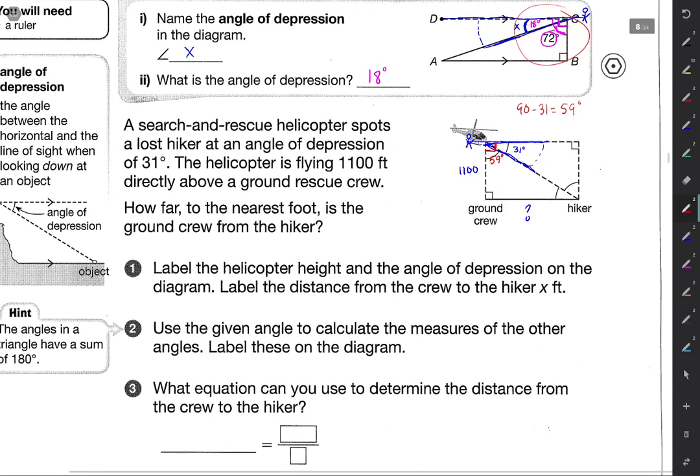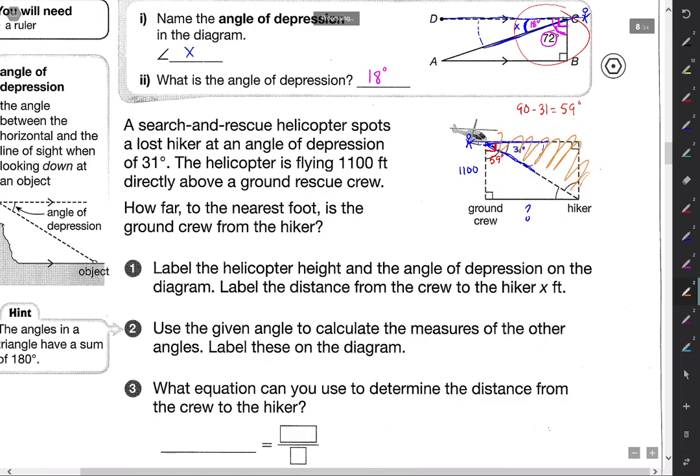Now let's just skip right to 3. It says, what equation can you use to determine the distance from the crew to the hiker? So this is where we have to use the information that we have on the diagram. So we're going to ignore entirely this triangle on this side. We don't need this anymore. We only needed that 31 degrees so that we could find out that 59 degrees.